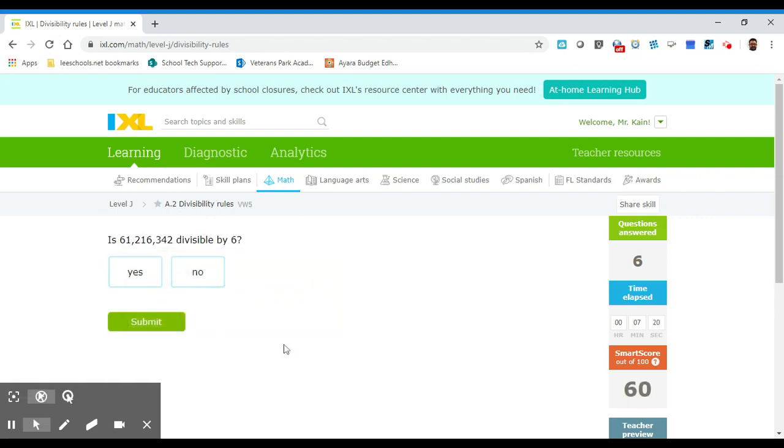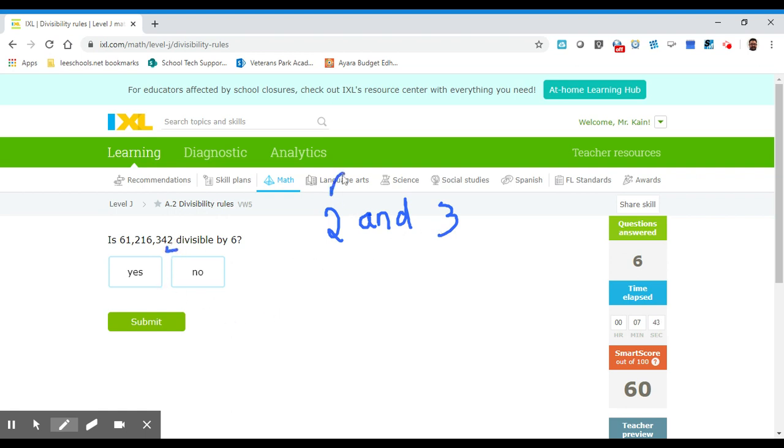Okay, and then to see if a number divides by 6, okay? If a number divides by 6, then it has to divide by, like I need my pen. Ah, there it is. It needs to divide by both 2 and 3. Okay? So it has to be even. So is it even so far? Yes. So it will divide by 2.